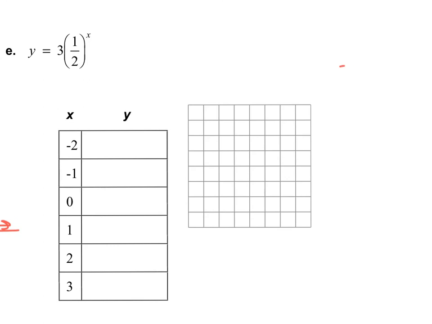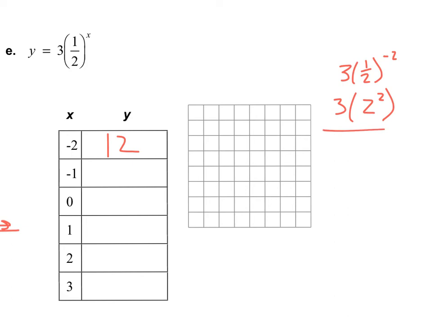So we have 3 times 1/2 to the -2 power. So remember, 1/2 to the -2 tells me to flip. So I'm going to leave that 3 out front. And then I have 2, because I flip it, to the second power. So 2 times 2 is 4. 4 times the 3 out front is 12.